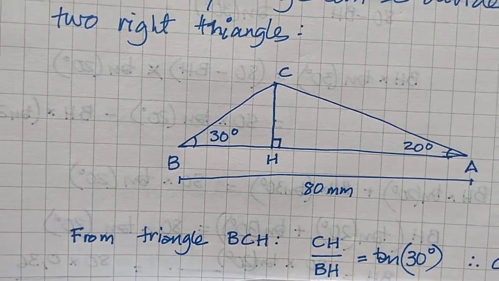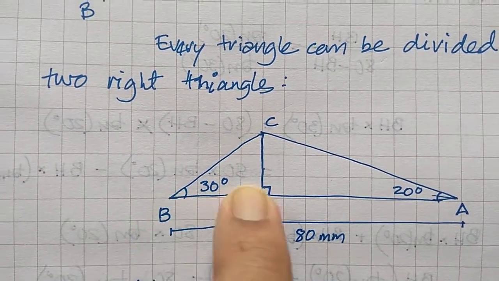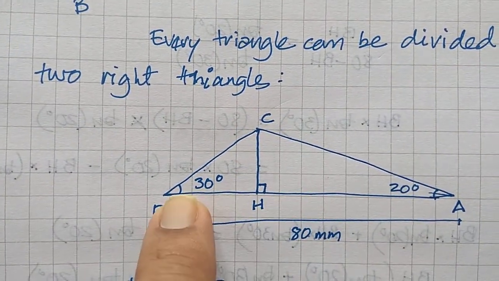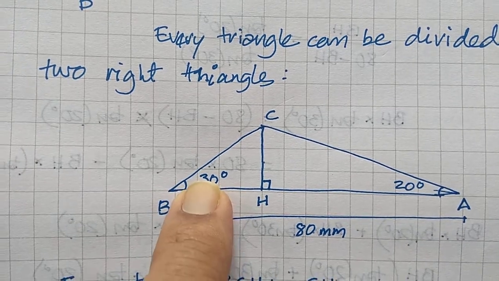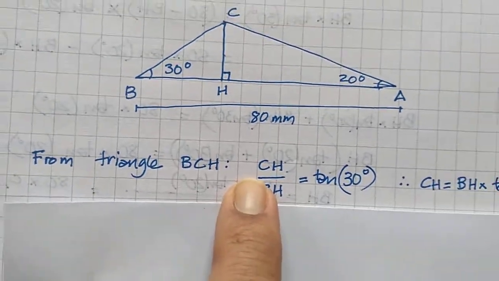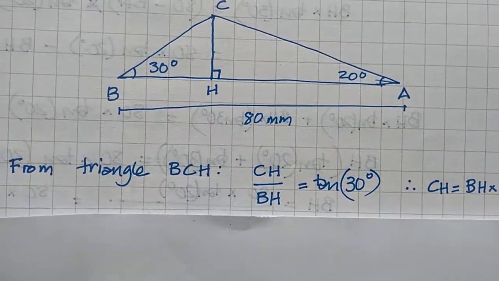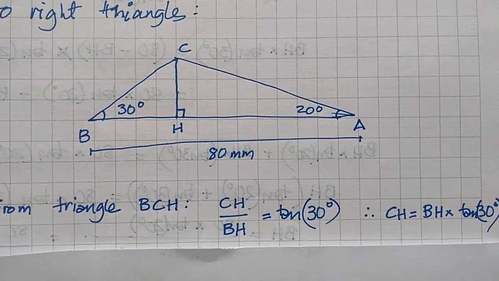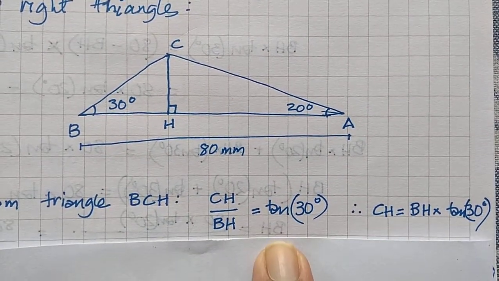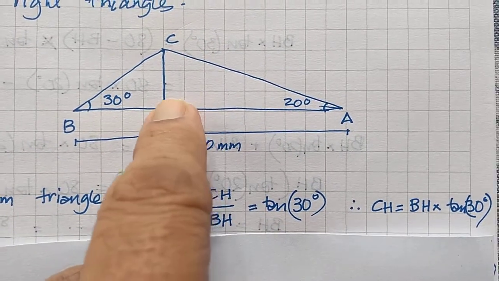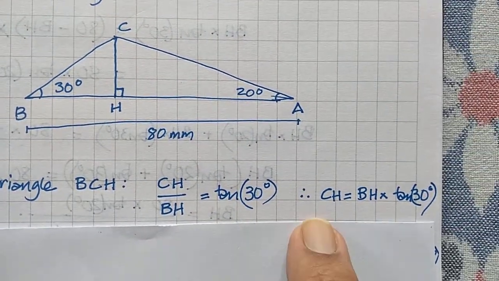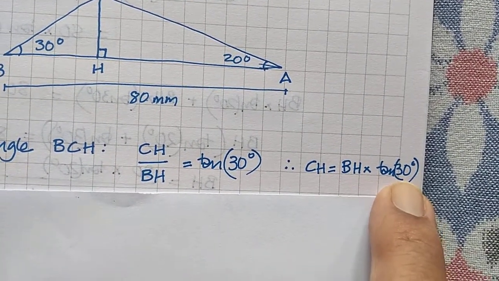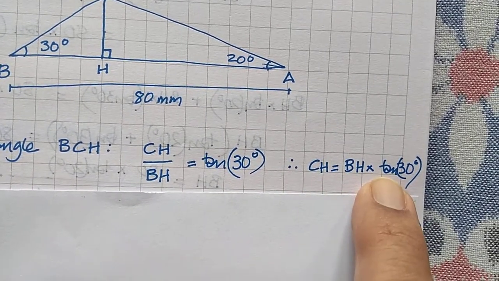Okay, so taking triangle BCH, we can write CH over BH is equal to tan of 30. See, again, if you want to check, if you want to think, you can always pause the video. So CH over BH is equal to tan of 30 degrees. Côté opposé sur côté adjacent. Donc CH est égal à BH fois tangente de 30 degrés. CH is equal to BH into tan 30.